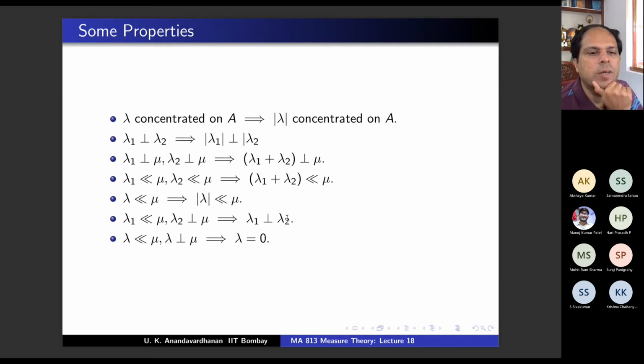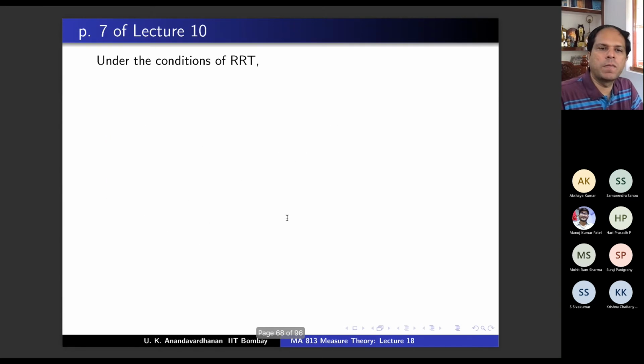Okay. So how many, 6 or 7 properties? 7. 7 properties. Okay. So that's all that we will do today.